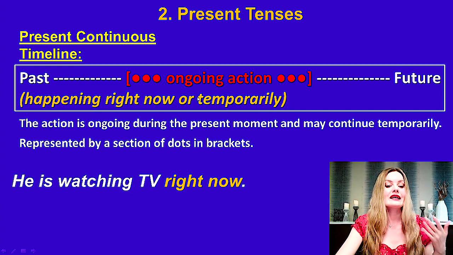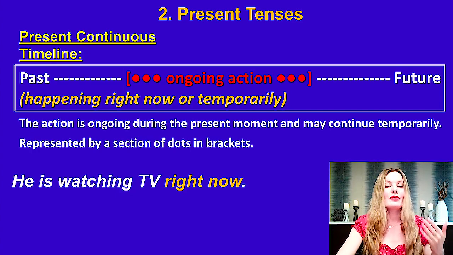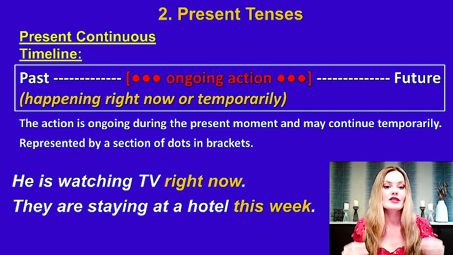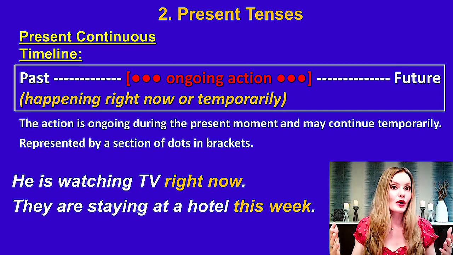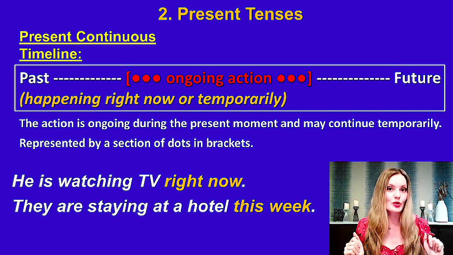For example, he is watching TV right now. So it is happening right now. They're staying at a hotel this week. So it is happening at the present moment, this week. They're staying at the hotel this week.